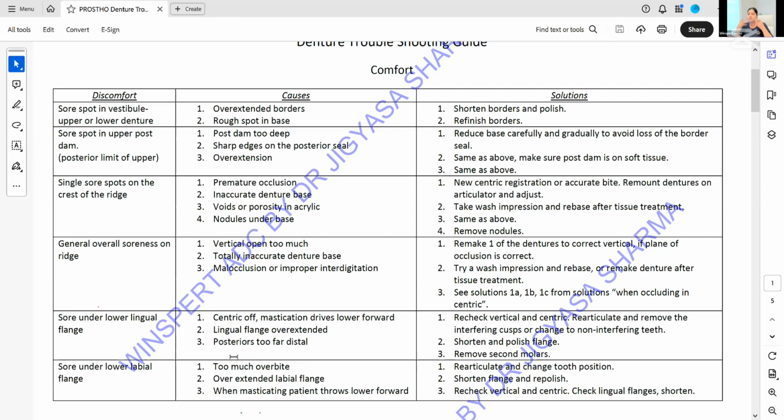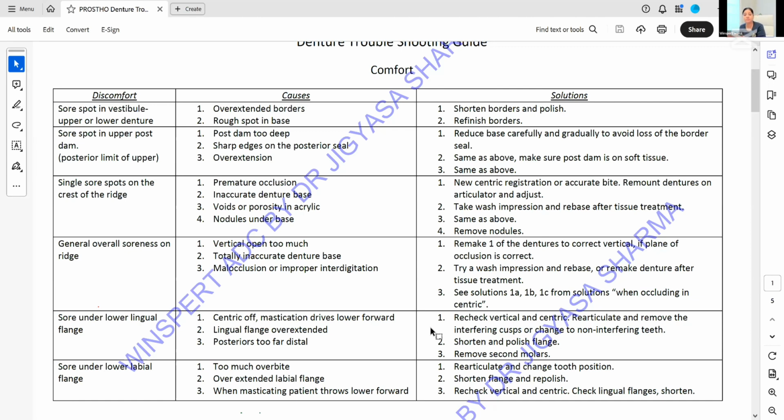So when the posteriors are placed too far distal, please take off the second molar on that denture. Just give the first molar to first molar relationship. Don't put pressure on the posterior retromolar pad if the mandible is not taking it. If the lingual flange is overextended, inspect that, reduce that, polish it.